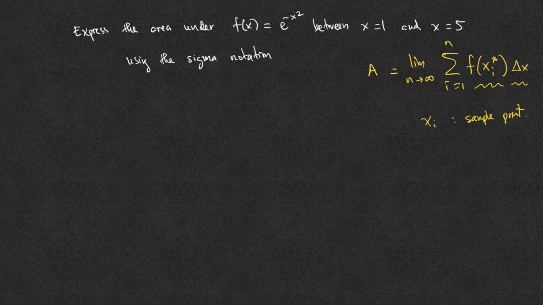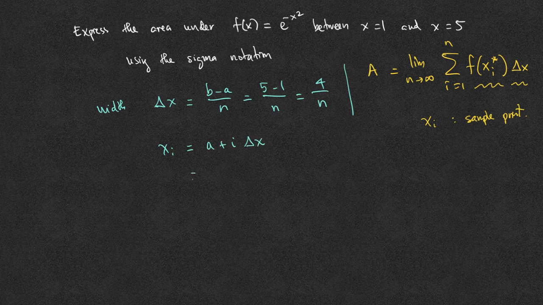But delta x is the width. The width delta x is always b minus a over n. b is 5, a is 1, and n is simply n for now. So this is 4 over n. X sub i using the right endpoint is always a plus i times delta x, where a is 1, i is i, and delta x is 4 over n. So this is 1 plus 4i over n.